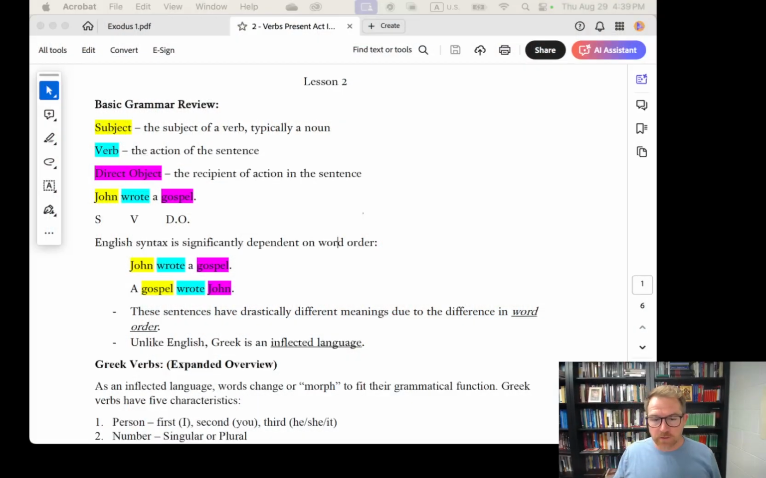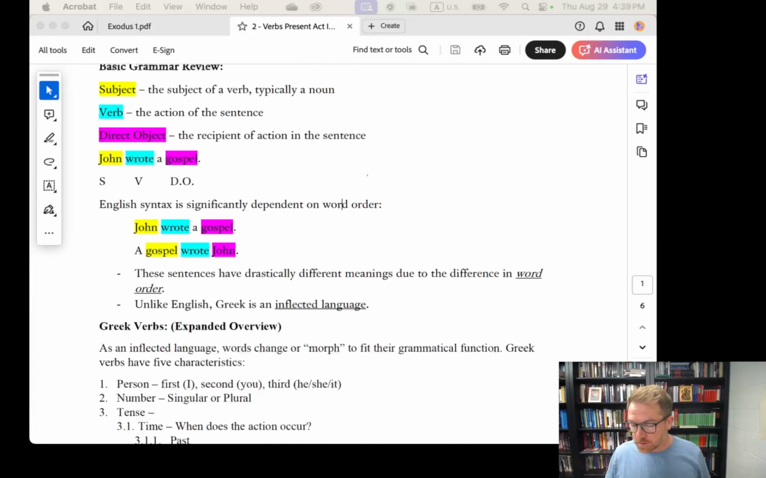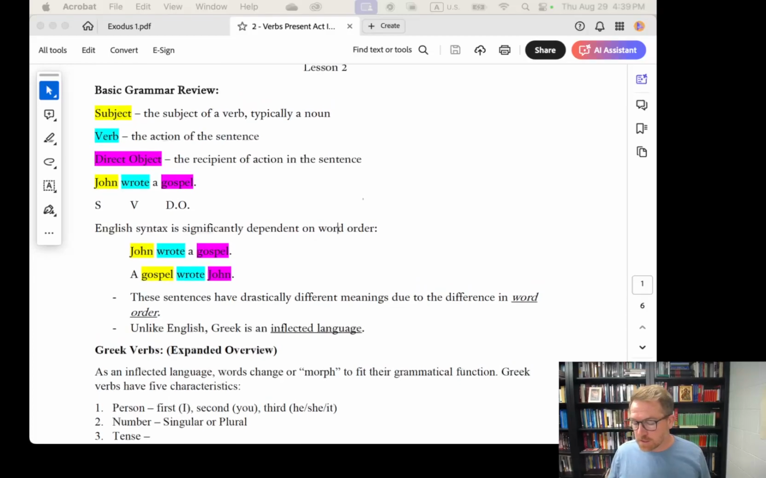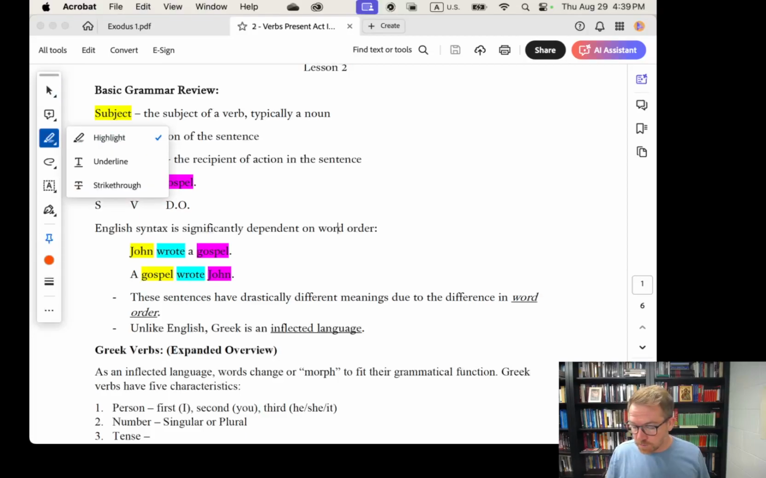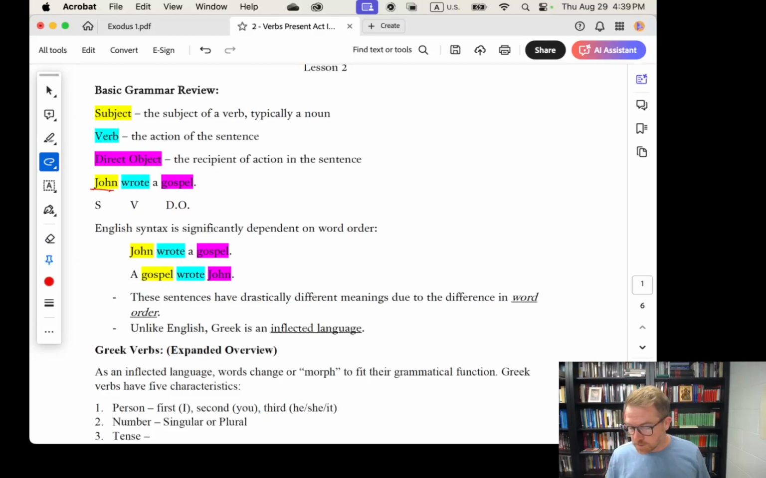Just as a reminder of how English and Greek grammar work, the subject of any sentence is usually a noun, and it's the subject of a verb. The verb is, of course, the action of the sentence, and the direct object is the recipient of the action in a typical sentence. So, to review, take the sentence, John wrote a gospel. John is the subject, wrote is the verb, and gospel is the direct object.